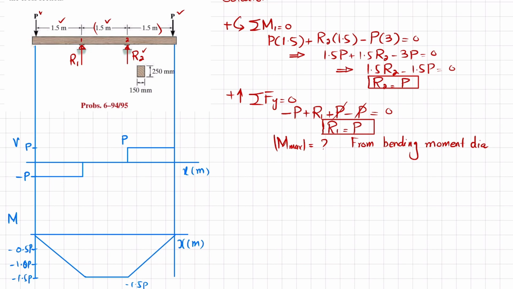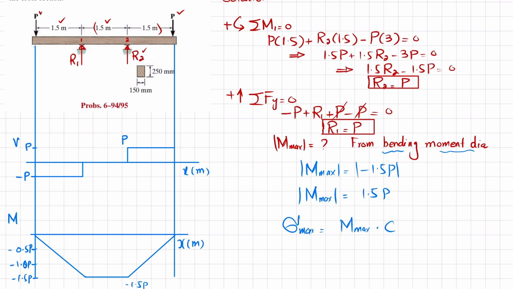Now from this bending moment diagram, you can see that the maximum absolute value of bending moment is equal to minus 1.5 P, which is equal to 1.5 P. Clear? And we know that maximum stress is equal to maximum bending moment into C divided by I. So we have this, we do not have C, we do not have I.